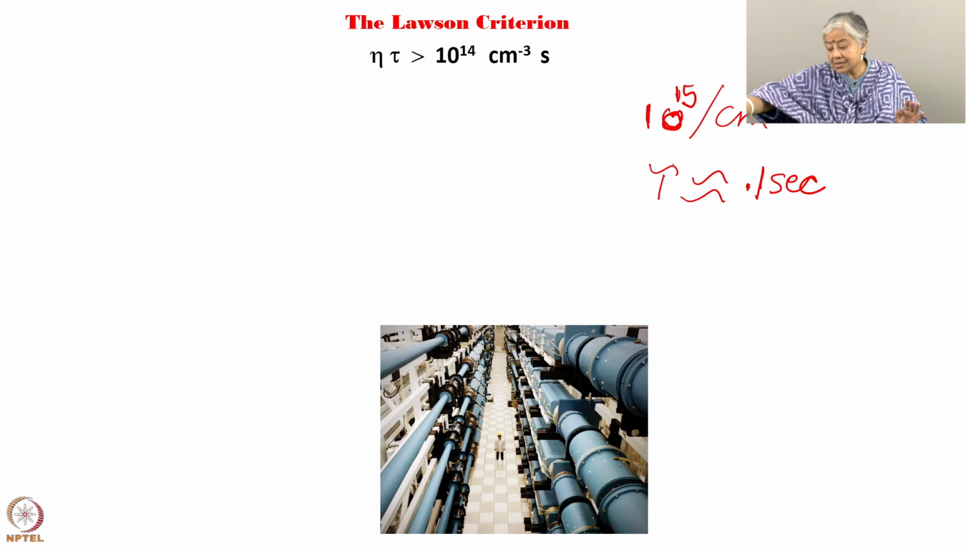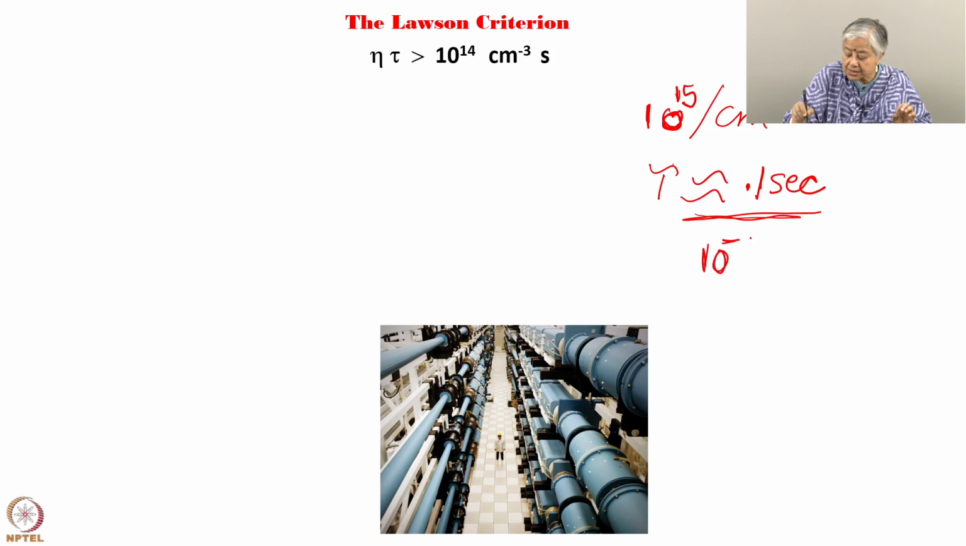In case of the laser, they are all pulsed lasers, okay, and this part is not really achieved by the laser. So, suppose the laser pulse is in nanoseconds, 10 to the power minus 9 seconds. So, your tau is reduced, so your density has to increase.